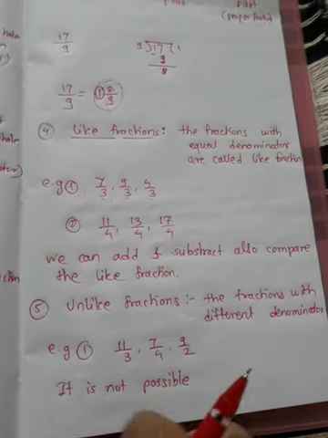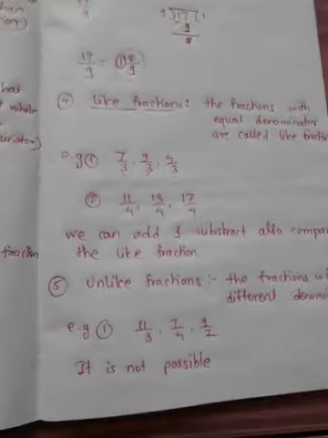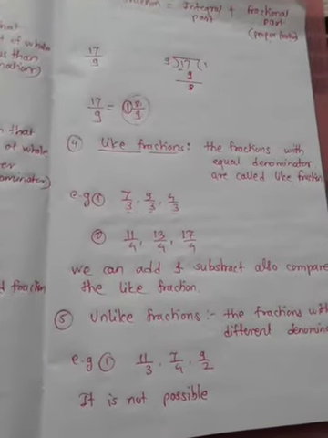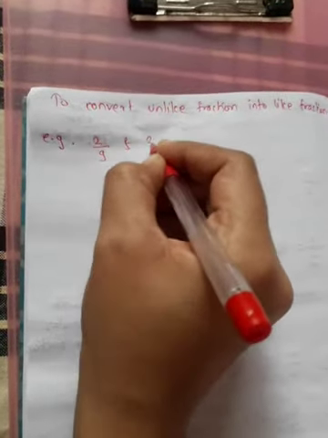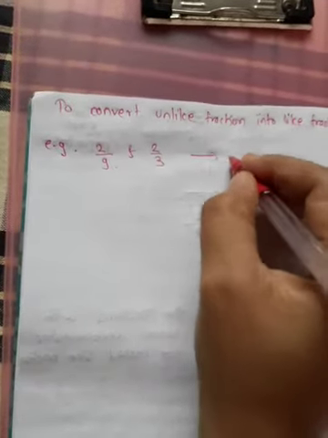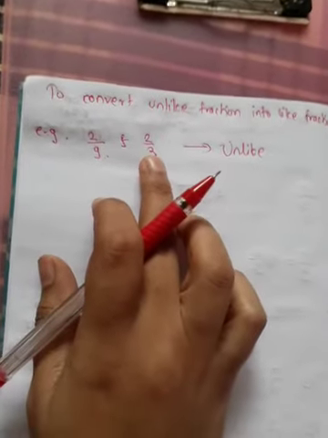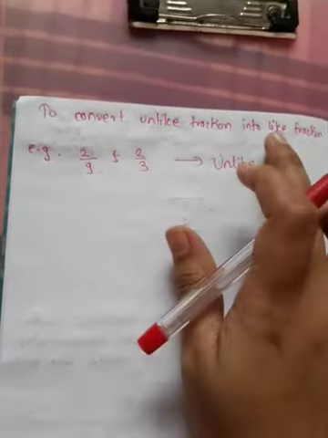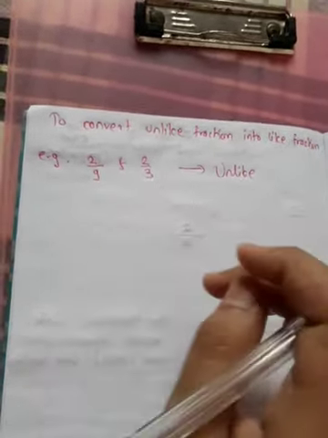So how can we make unlike fractions into like fractions? There is a method. To convert unlike fractions into like fractions, what do we have to do? Let me take the example 2 by 9 and 2 by 3. See, these are unlike fractions because the denominators are not the same. To make their denominators the same, what do we have to do?